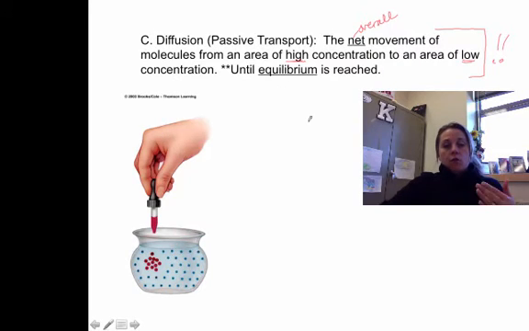Okay, so that overall movement until equilibrium, which just means evenness, is reached. For example, if I have a beaker or a bucket or a glass jar full of water, all these little blue doodads are water, and I put some red food coloring in there. Notice here, these are all very, very highly concentrated molecules. So there's my very high concentration.